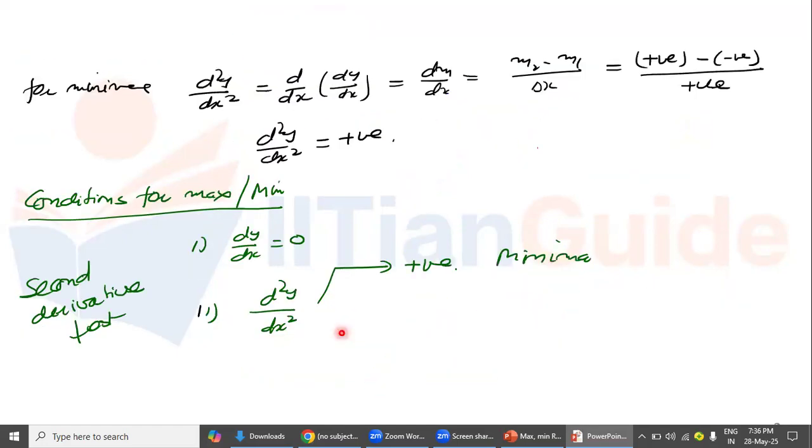It is the opposite. If the second derivative comes to be negative, then I will say it is a maxima at that point, and this is the condition. And that is called the second derivative test.